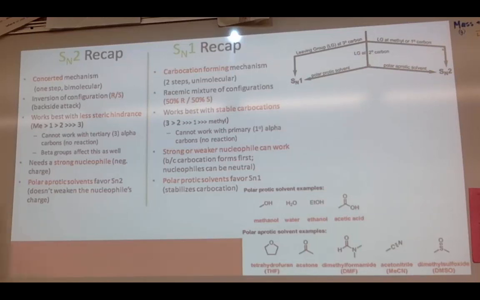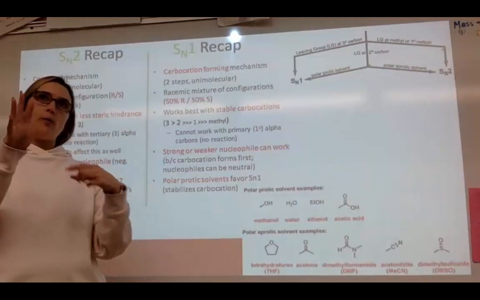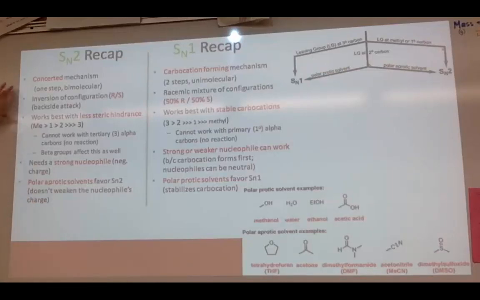So SN2 reactions are called a concerted reaction. It means it happens all at once. What happens is the nucleophile attacks the carbon and kicks the leaving group out all at the same time, which is why for SN2 reactions, if it's happening all at once, you have to have a strong nucleophile. For that nucleophile to attack and kick the leaving group out, the nucleophile has to be strong.